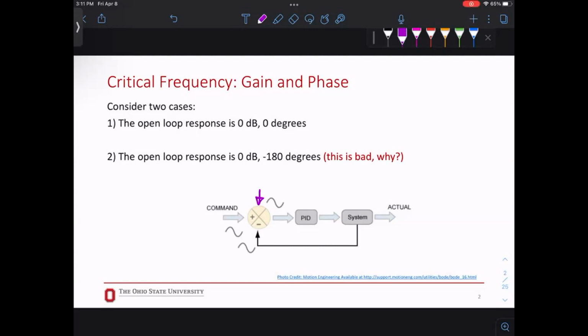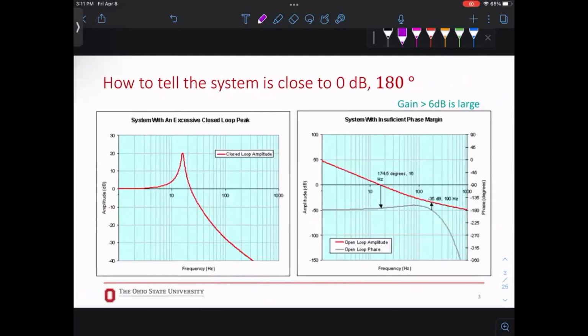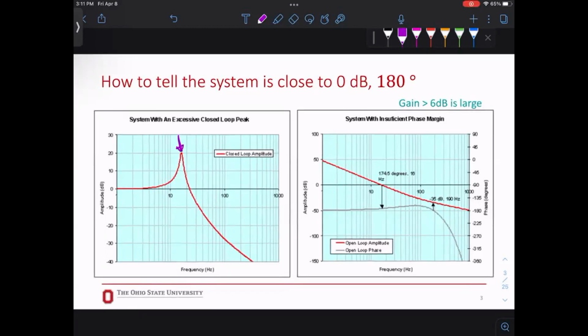Physically, the two sine wave signals from input and output will create a fake field of an error for us. Now, looking at a Bode plot, if you see a huge peak, like here on the left side, an excess peak in the closed loop system, that should tell you that your system is probably close to that unstable value. So now what is huge? How do we measure, right?